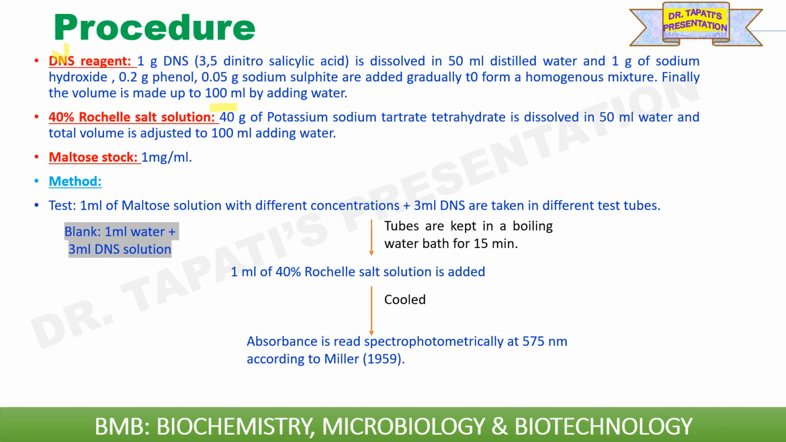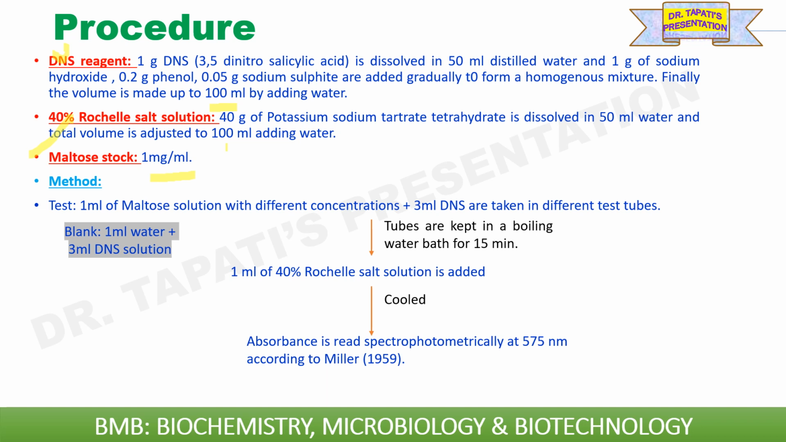So here we are making 1% DNS reagent, and we need 40% Rochelle salt solution, that is potassium sodium tartrate solution. In that case, we are making 40 gram of potassium sodium tartrate tetrahydrate dissolved in 50 ml water, and total volume is adjusted to 100 ml with the addition of water. And we need maltose stock, that we have prepared here, 1 mg per ml.